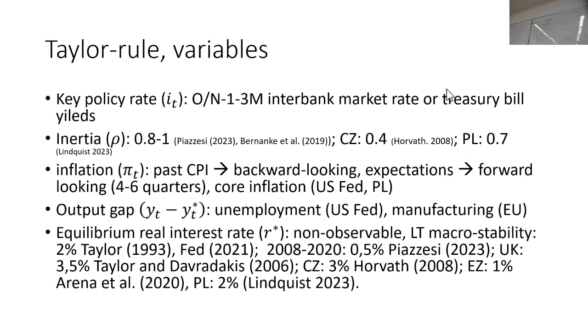So for the key policy rate, usually people are using the overnight interest rate, 1 month or 3 months interbank market rates, or treasury bill yield. So it depends from paper to paper, and also on what data you can have, because in some countries data is absolutely or completely missing, so you can cook with what you can find.